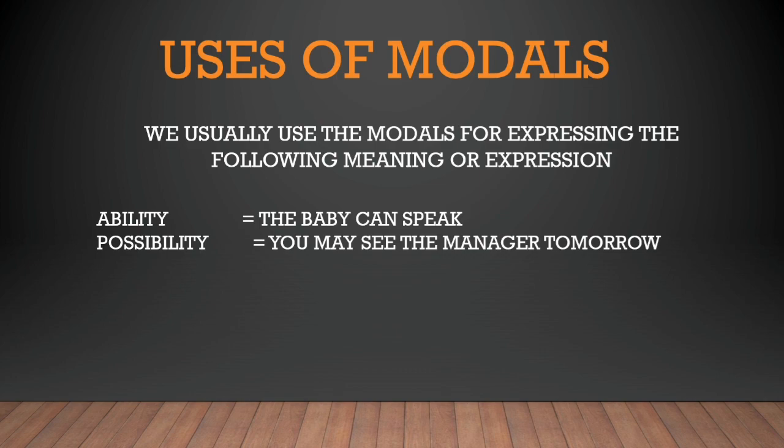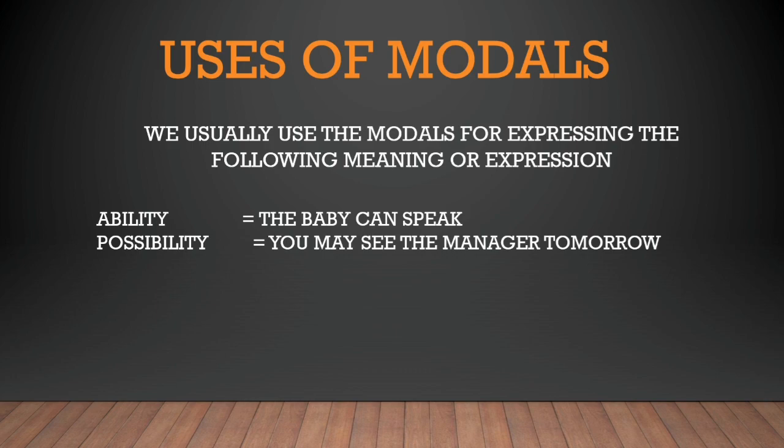First sentence: the baby can speak. The baby is able to speak. That means the baby is able to speak. So can is a modal here, and can expresses ability.